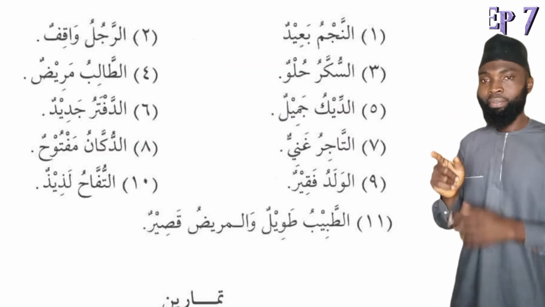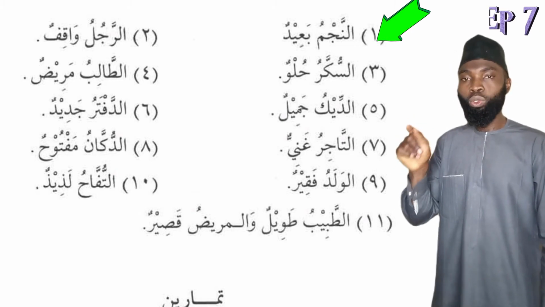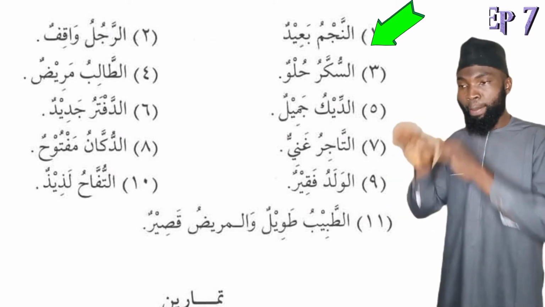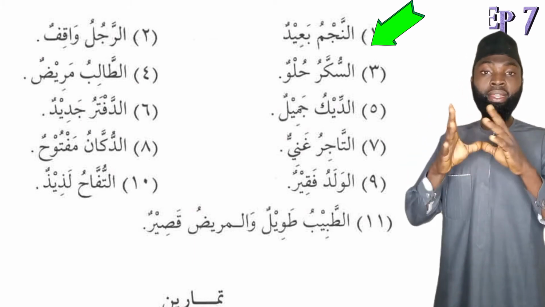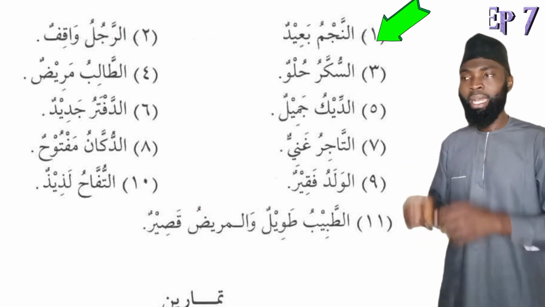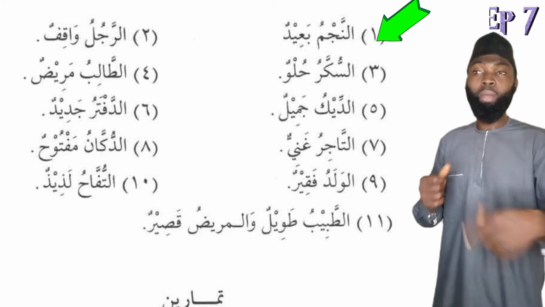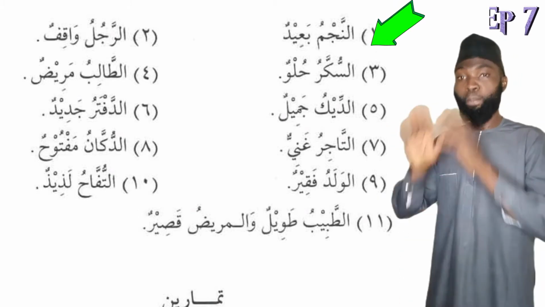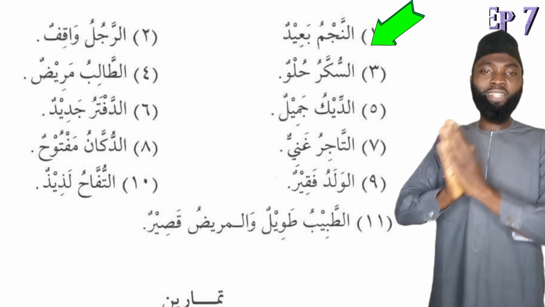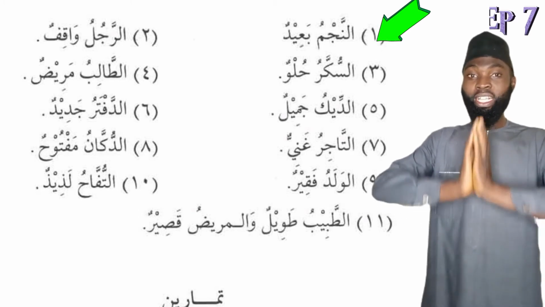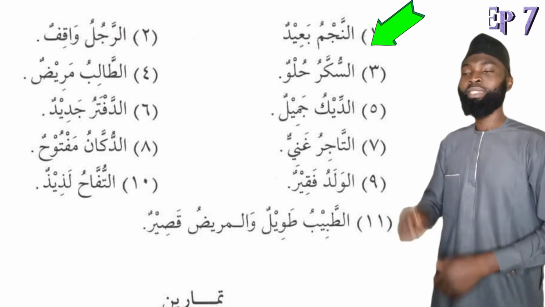So we have number 1, an-najmu ba'idun. We are going to see that all of these phrases provided here are words with the definite article alif and lam, and each of the letters coming after them are carrying shadda. What this shadda signifies is what we'll be learning in the next episode. So here let's focus on pronunciation and translation of these words and knowing what these phrases stand for. Make sure you follow us so that you get to know why these words are carrying shadda this time. So let's go.